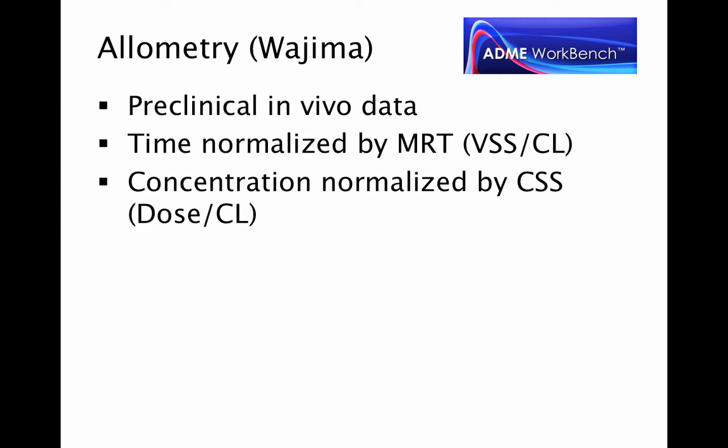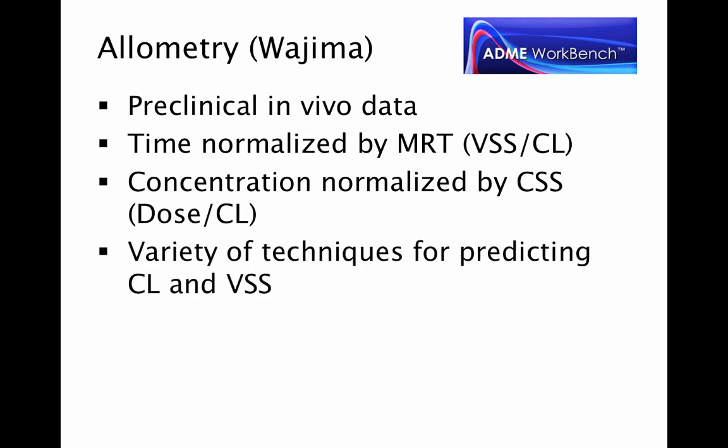Human MRT and CSS are computed using the relations MRT equals VSS over CL and CSS equals dose divided by VSS, meaning a prediction of human volume of steady-state distribution and clearance are required. ADME WorkBench provides a number of methods for predicting human VSS and CL from preclinical in vivo data. These methods are described in the documentation in the clearance prediction and steady-state volume of distribution sections.